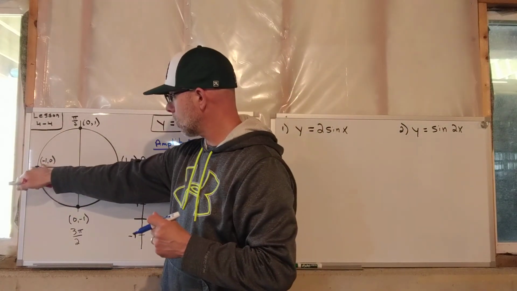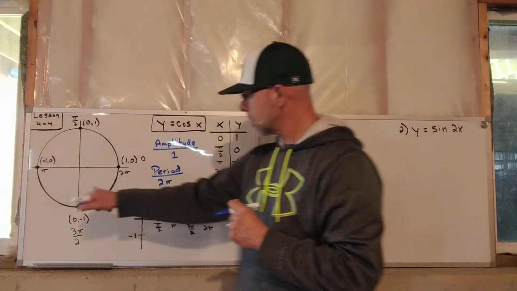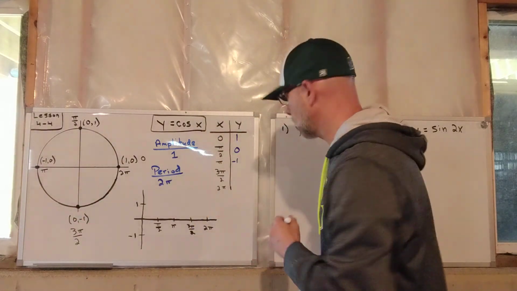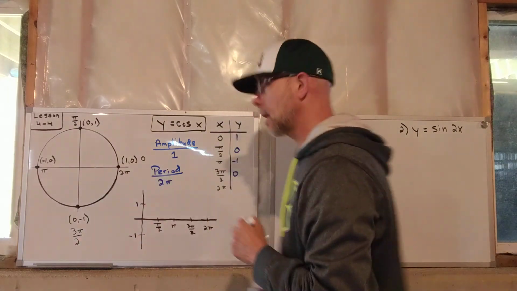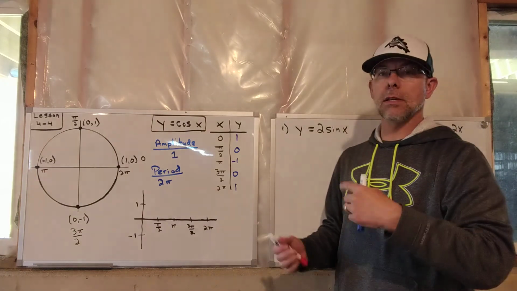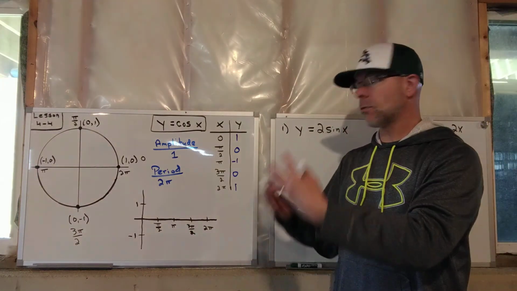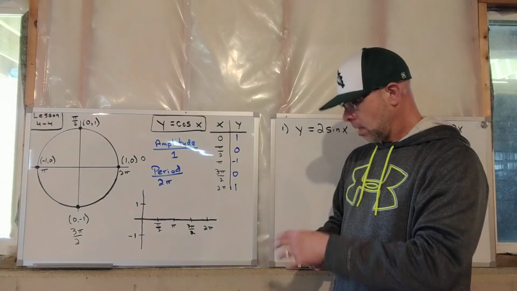Go to pi over here, the cosine's -1. Down here to 3 pi over 2, the cosine's 0. And back to 2 pi, the cosine is 1. You will see that the y column has the same numbers in terms of 1s and -1s and 0s, they're just in different places.